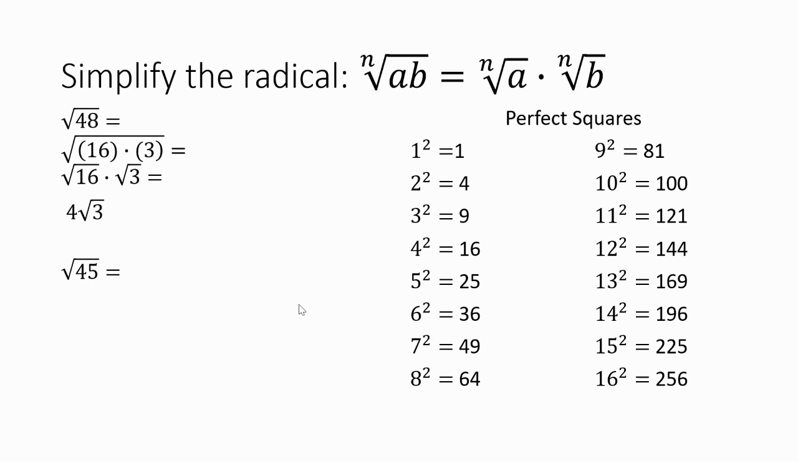Square root of 45. Think of the biggest perfect square that goes into 45. In this case, it's 9. 9 times 5. Split those up into their individual radicals, and I get 3 root 5. Let's do one more here. The square root of 24. 4 times 6 is the biggest perfect square that I can get out of that one. Split those into individual radicals, and I get 2 root 6.